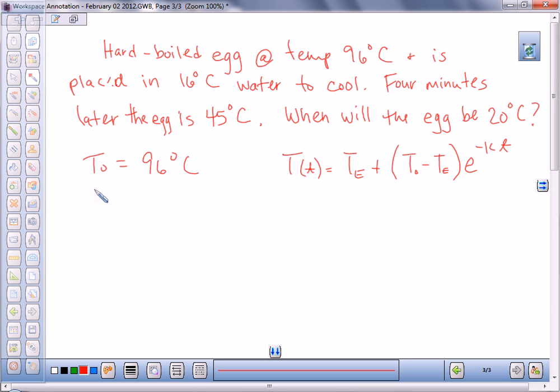Temp. It is a temp. The temperature of the environment, which is the water. When we place the egg into the water, that is the egg's environment. Water.